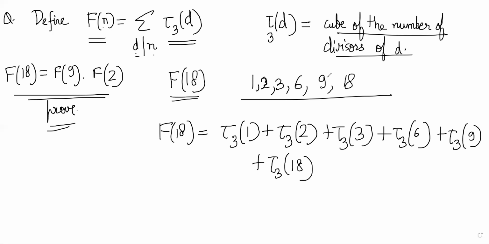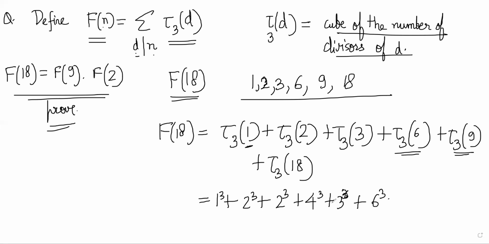So basically you have to figure out how many divisors there are for each number. For 1 there is only 1, so cube of the number of divisors: 1 cube. For 2, the divisors are 1 and 2, so 2 cube. For 3, the divisors are 1 and 3, so again 2 cube. For 6, the divisors are 1, 2, 3, 6, so 4 cube. For 9, the divisors are 1, 3, 9, so 3 cube. And the last one, 18, would be 6 cube. So this is how you understand this function.